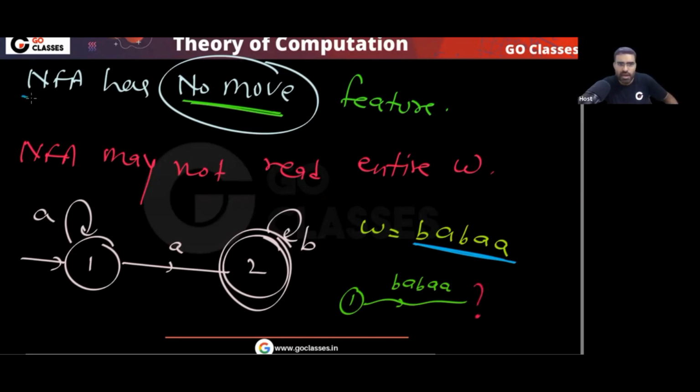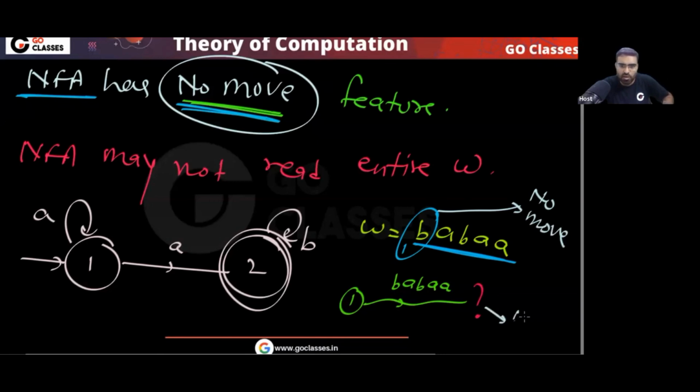Are you getting this point? NFA has the no-move facility also. Because in this state 1, you cannot even read B. You cannot even do that. Agree or not? There is no move. So there will be nothing here, nowhere. Is this point clear? Now can you notice what is wrong with this logic?